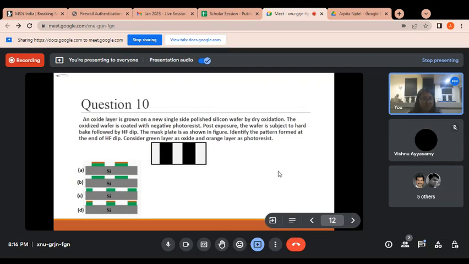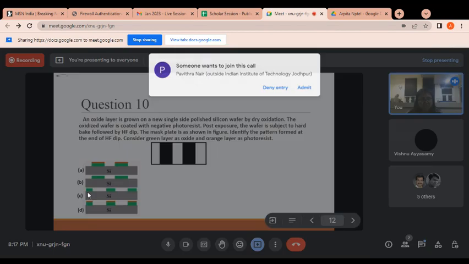Here we are using the negative photoresist. So what is happening for the negative photoresist? The covered area becomes soluble, and the exposed area becomes harder. Like the bright portion, it is exposed. So for negative photoresist, this portion will remain. So for option C and D, see the white portion, the silicon dioxide layer is here, no, Vishnu? Yes, ma'am.